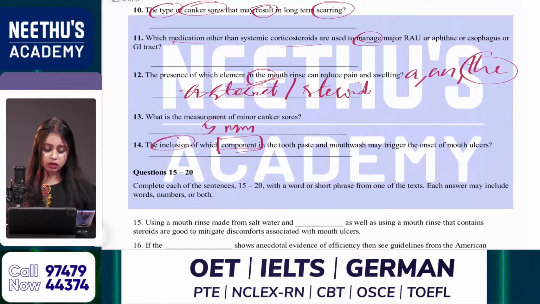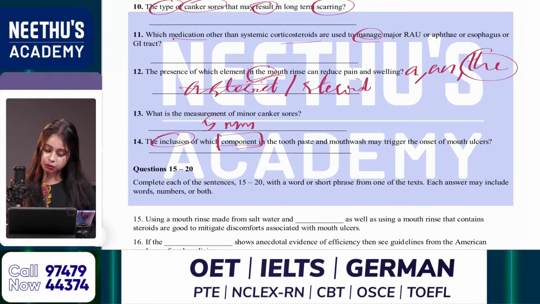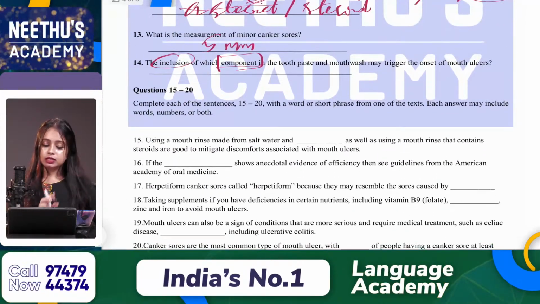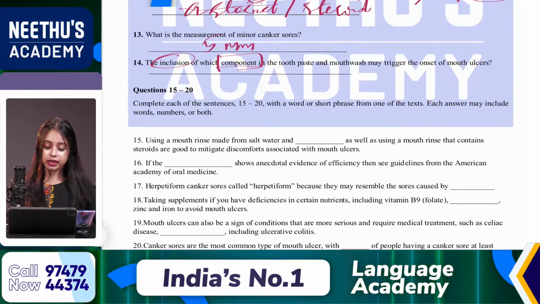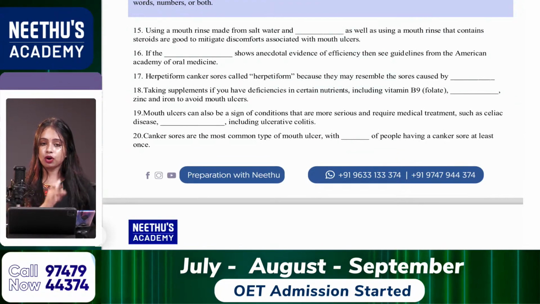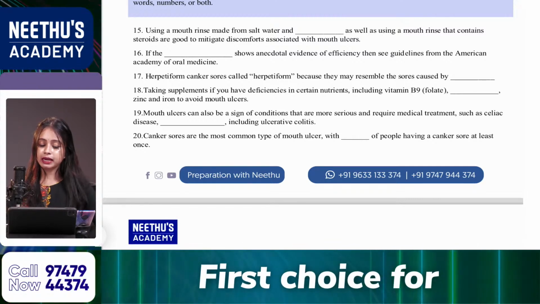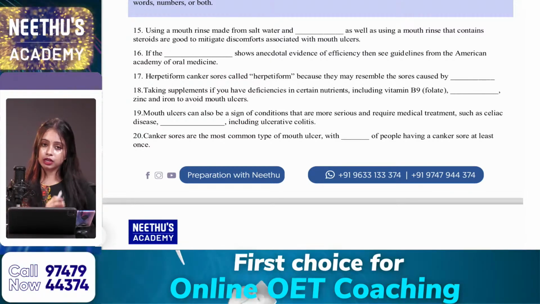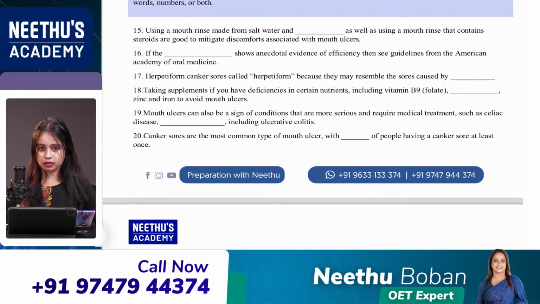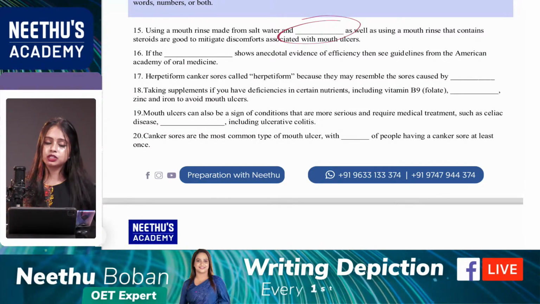Yes, it is from text B. Very good. SLS. So that's the end of the 14th question. Then the 15th one. Using a mouth rinse made from salt water and dash, as well as using a mouth rinse that contains steroids, are good to mitigate discomforts associated with mouth ulcers. So what is the correct answer here? What is the missing word here?